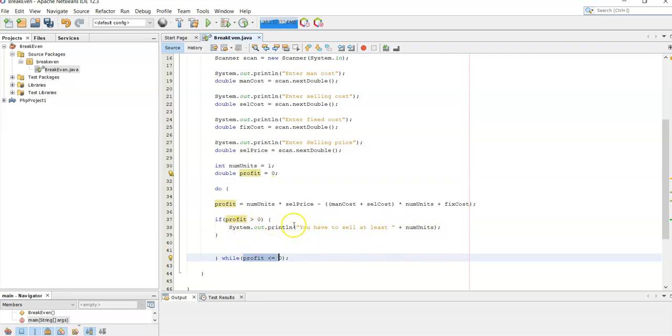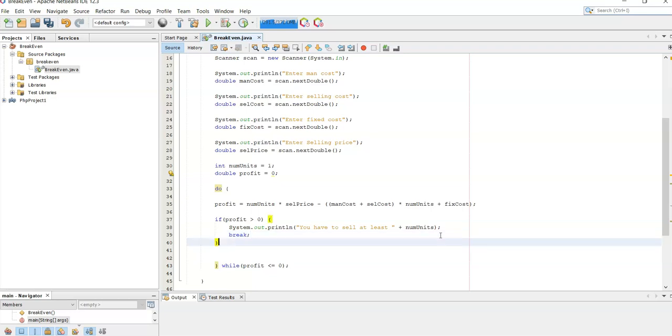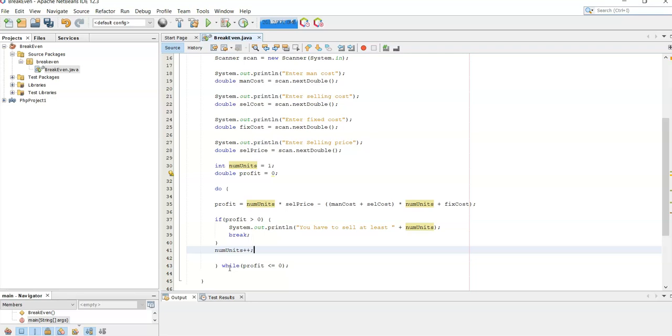So okay, if profit is higher than 0 here, we will say you have to sell at least number of units, and then we need to get out of the loop, right? So to get out of the loop, we need to break. Yeah, that's it. If it is not, I don't need anything. I'm just going to say the number of units plus plus. Okay, let me explain it to you here.